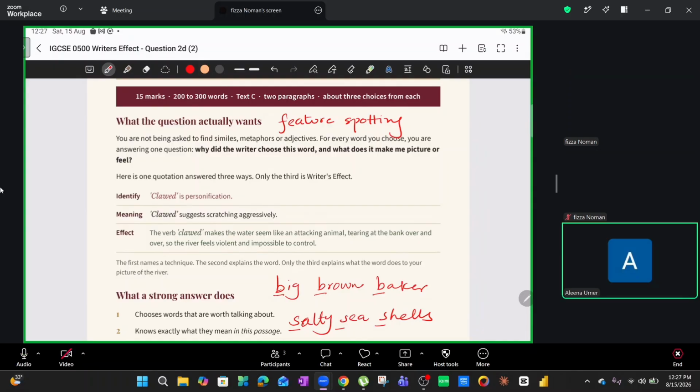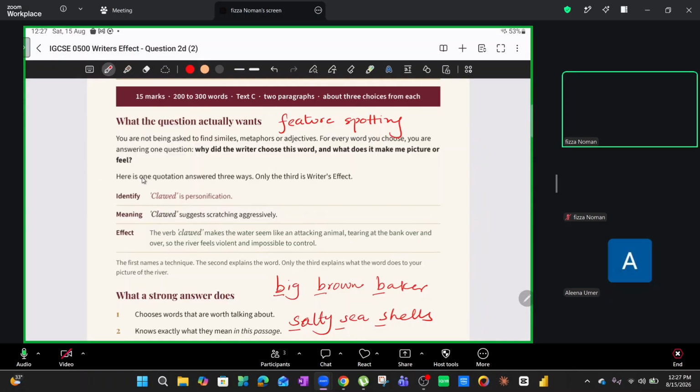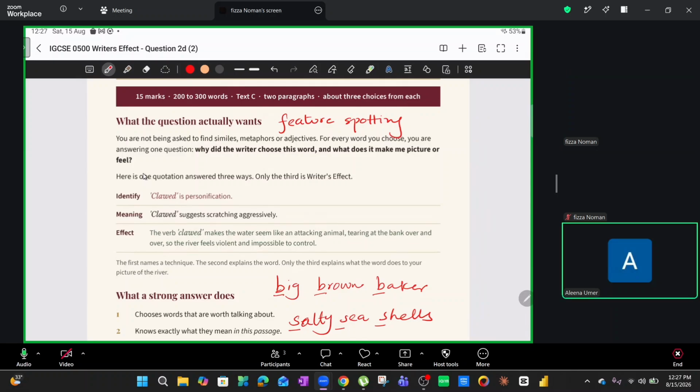Okay, let's move on. Here is one quotation answered in 3 ways. Only the third is writer's effect. Let's see. Clawed is personification. So this is what we call straight away feature spotting. Do you understand, beta? Yes. And this is what children love to do the most.